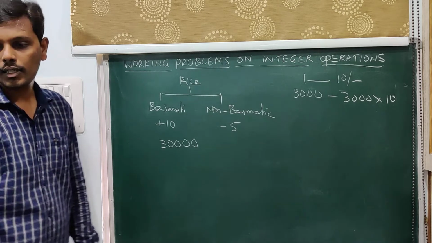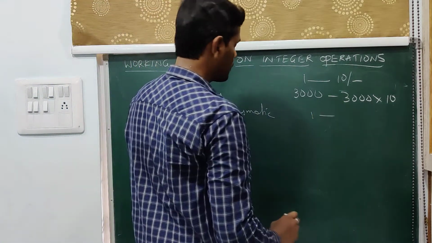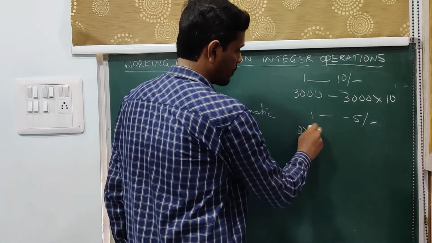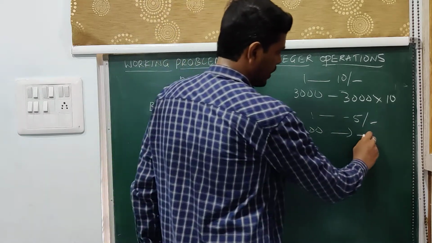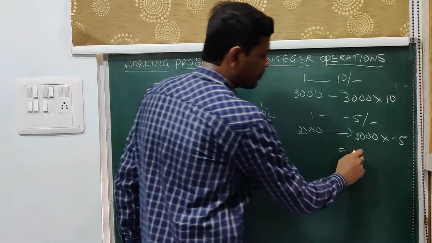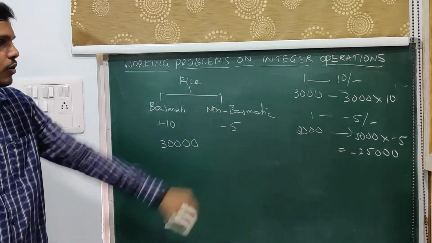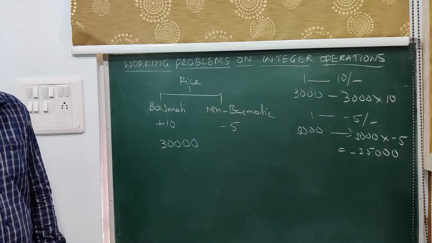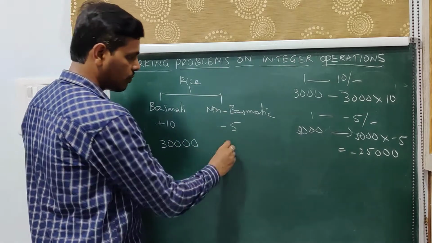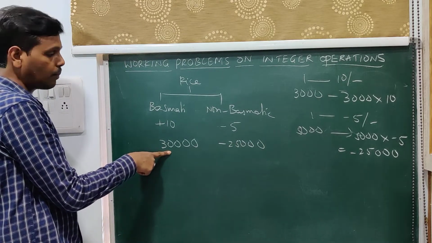Now he is selling 5,000 bags of non-basmati rice bags. On one bag of non-basmati rice he is getting minus 5 rupees. Now we have 5,000 bags, so it is 5,000 into minus 5. So 5,000 into minus 5 gives you minus 25,000. So that is the amount he is obtaining on non-basmati rice bags. Now we calculate the total amount he obtained on the whole transaction. The total amount is the summation of these two. Here he is getting minus 25,000. Here he is getting plus 30,000.